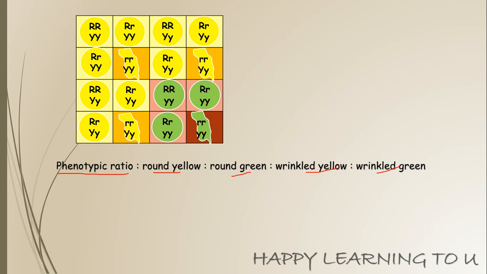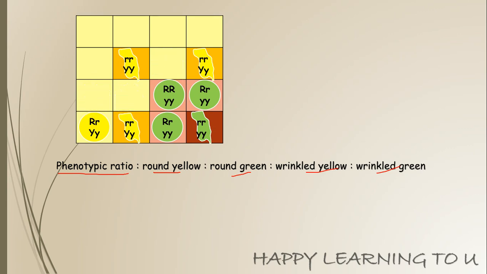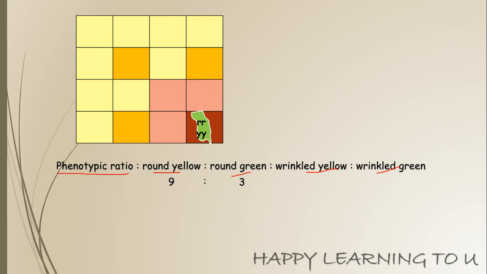So first we come to round yellow. So let's count how many round yellow we have. We have 1, 2, 3, 4, 5, 6, 7, 8 and 9. Next, round green. 1, 2, 3. So here it is 3. Then we have wrinkled yellow. So if you count here, you have 1, 2 and 3. And the final is the wrinkled green, only 1 is left.